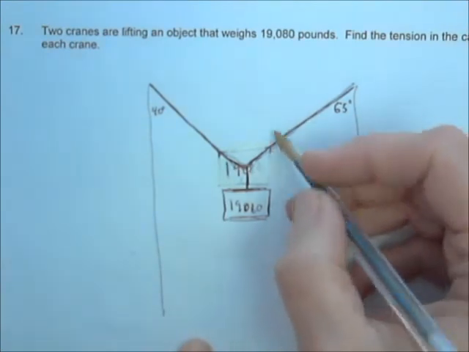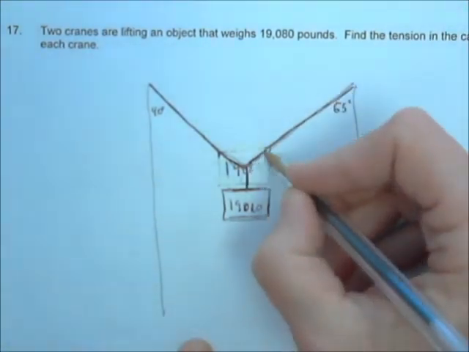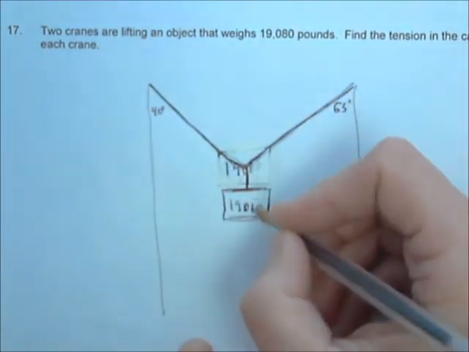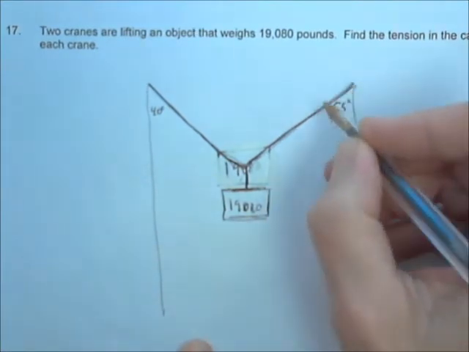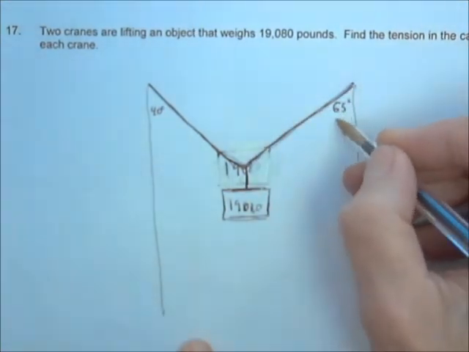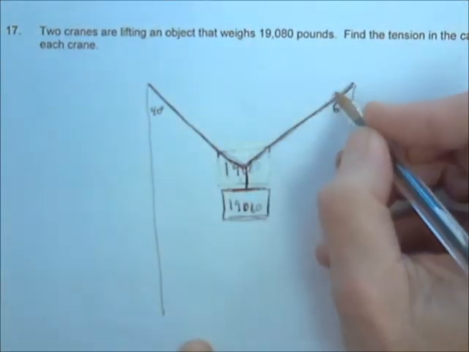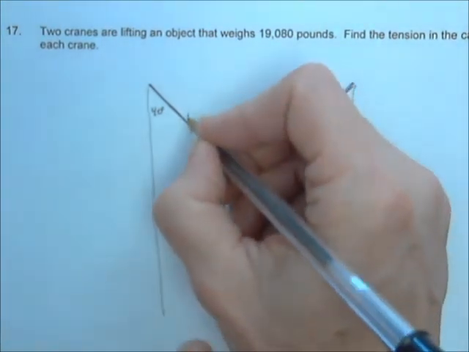Well, this is my diagram, so you can just follow this. I said, here are the two cables. Here's the object that weighs 19,080 pounds, and I just made up a couple of angles. I said this angle will be 65 degrees and this angle will be 40 degrees. So what is the tension on each one of these cables? Well, the tension is just the amount of force.